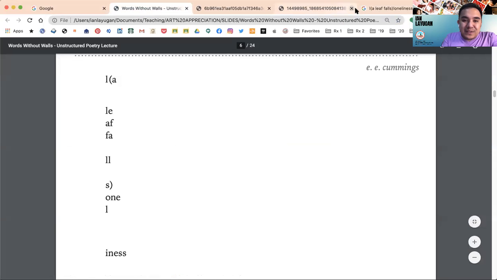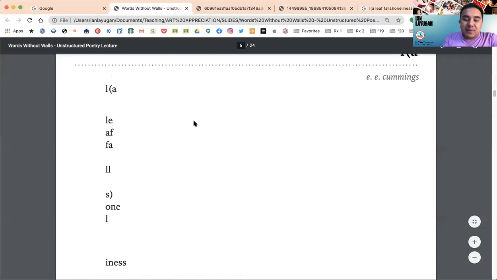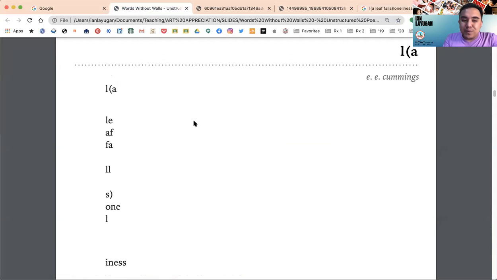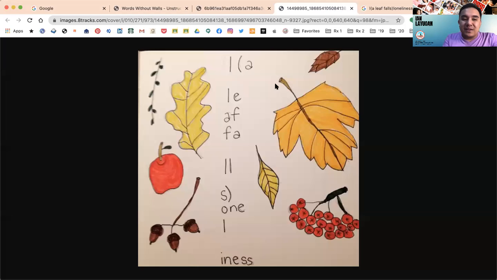And it gives you this idea that there are only two parts of the poem. The first one is that a leaf falls, and the other part is loneliness. And he turned them into a visual poem just like this, that if you extend your imagination a little bit, actually looks like this. A leaf falls is a visual about loneliness, something like that. So that's what makes the poem really, really powerful.